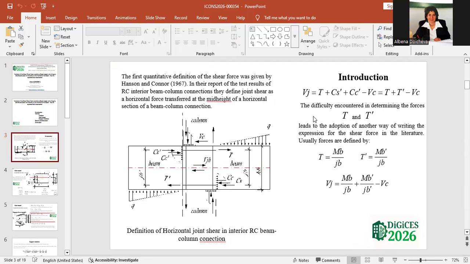It was not so easy to calculate the forces of the reinforcement bar. That's why in the literature it was adopted that these forces are calculated on the basis of the moment at the end of the beam divided by the distance between the reinforcement bars.